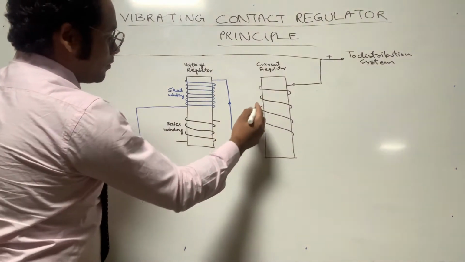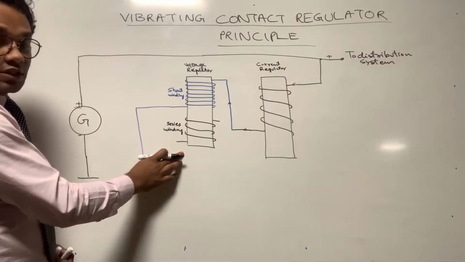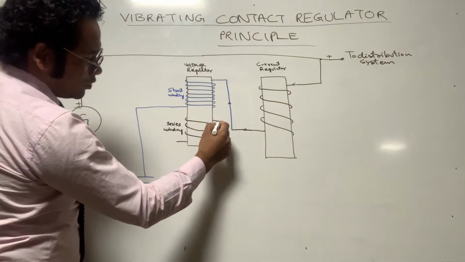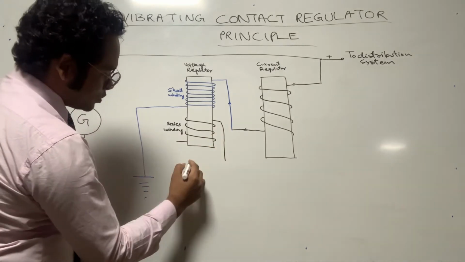Next, what about this other winding? How is it connected? This winding, the series winding, is connected to a contactor, which I'll draw over here.